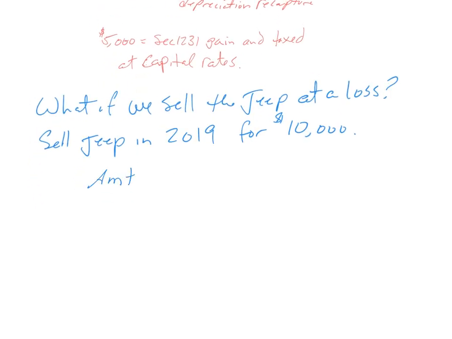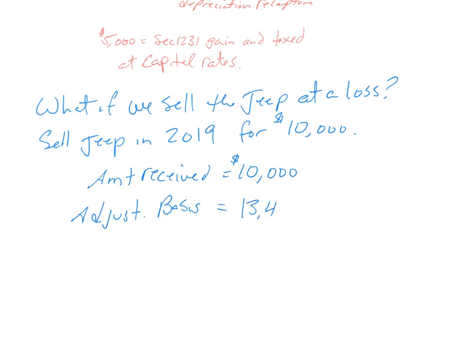We sell the Jeep in 2019 for $10,000. So our amount received is $10,000. Our adjusted basis is still the same. And so now we have a loss. And we have a loss of $3,440. So how is this loss treated?